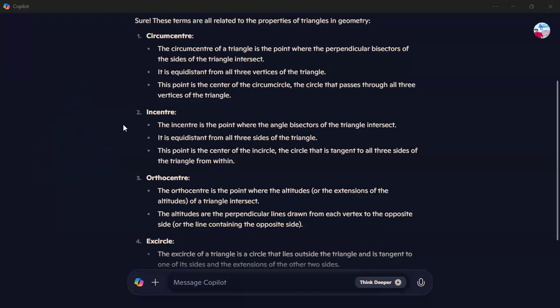Is in center clear? So repeat. Could you repeat it, sir? Yes, sure.